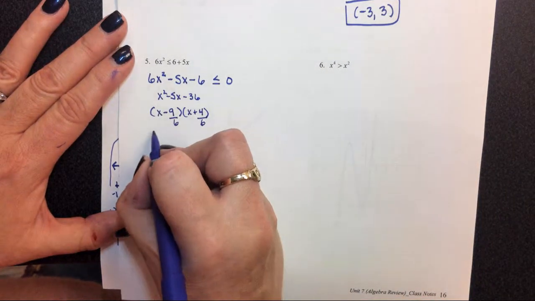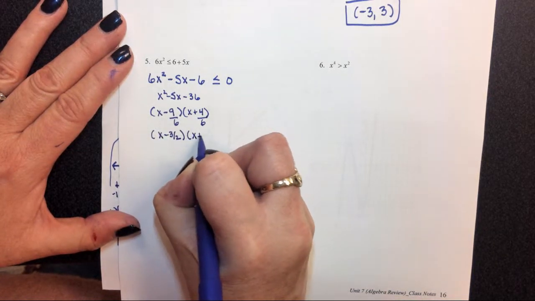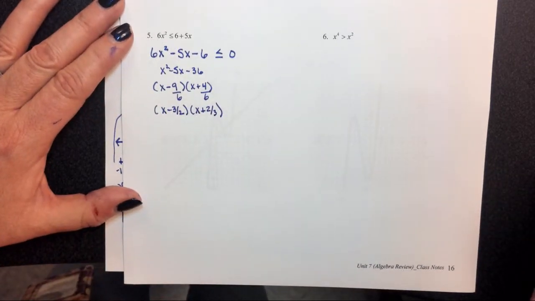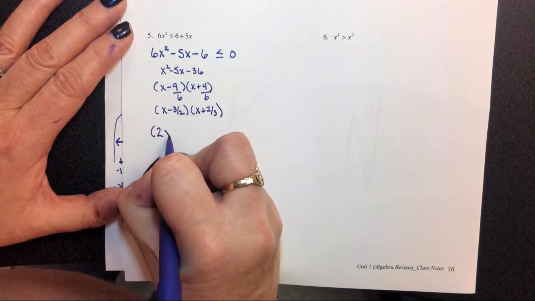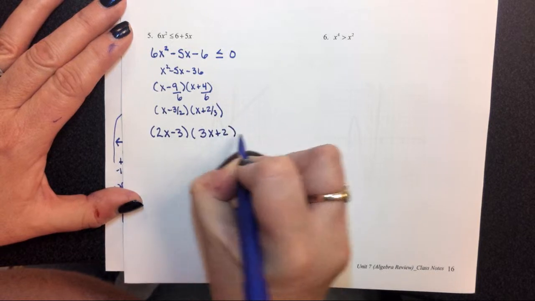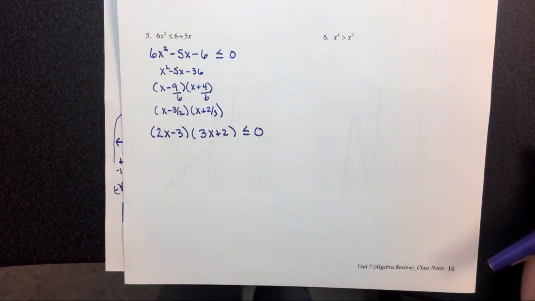Reduce your fractions. Remember, don't forget to reduce. If you're doing slide and divide, don't forget to reduce before you do your sliding. And the denominator slides, yep. So you should factor to 2x minus 3 and 3x plus 2. Thus, this is why you had your factoring.